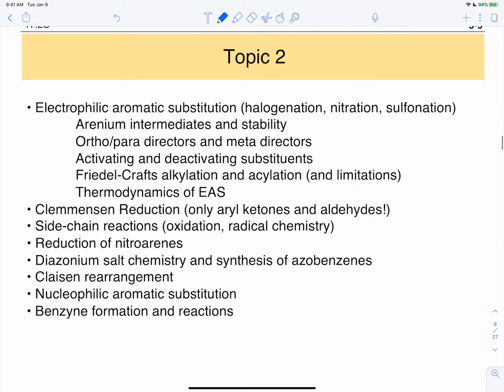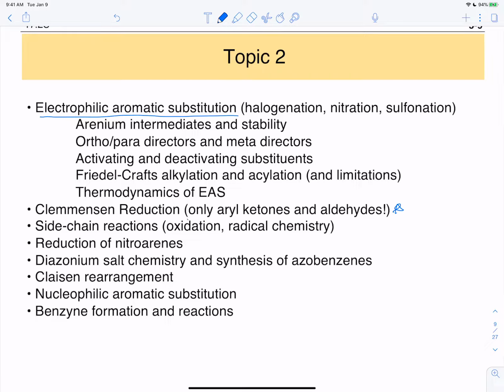All right, now we're going to move on to topic 2. This is where we had all the reactions of aromatic rings. So we learned a wide range of electrophilic aromatic substitution reactions. We talked a lot about the arenium intermediates, what's an ortho-para versus meta director, activating, deactivating substituents, etc. We learned a variety of side reactions, things like how we have a special reaction to reduce aryl ketones and aldehydes to methylenes.